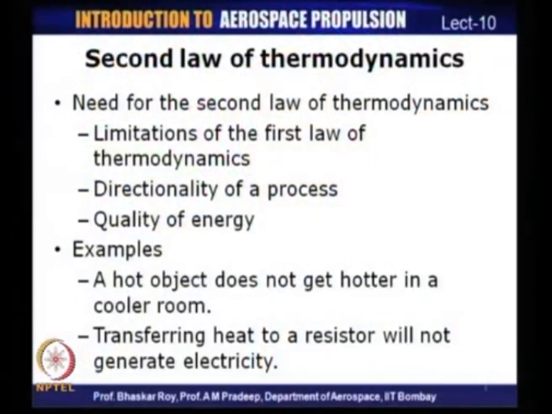We shall now very soon see that there are some limitations of the first law of thermodynamics, in the sense that the first law does not give any indication of the directionality of a process, nor does it give any indication of the quality of energy. We shall discuss those in a little more detail later on as well. It was realized very soon that there are some limitations of the first law, and as a result, there was a need to define a second law which would basically define that there is a certain direction in which a process can take place and processes cannot take place in the reverse direction.